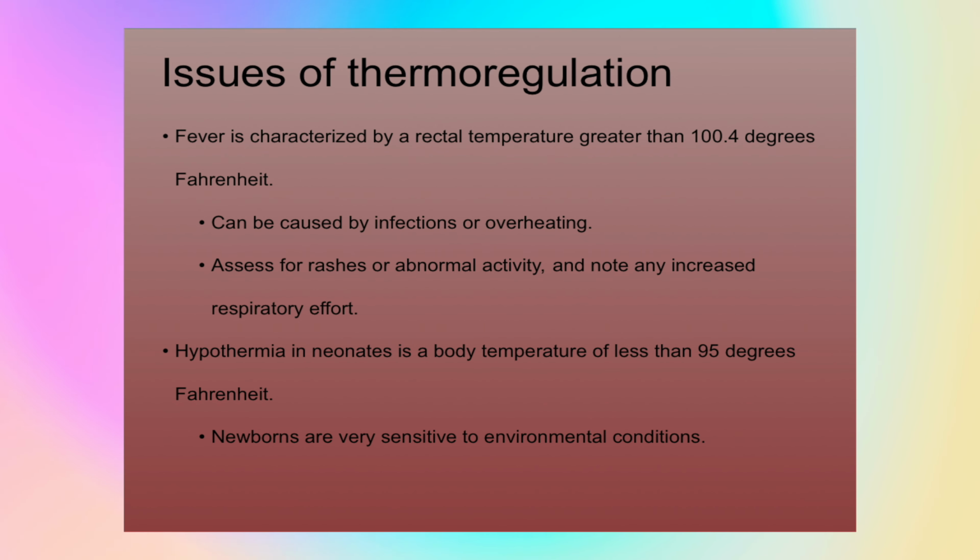Hypothermia in newborns is a body temperature that's less than 95 degrees Fahrenheit. And the biggest consideration with hypothermia is that newborns are very sensitive to environmental conditions. So if they're not wearing the appropriate layers of clothing, or their skin's exposed to the environment, they can lose heat very quickly and become hypothermic.